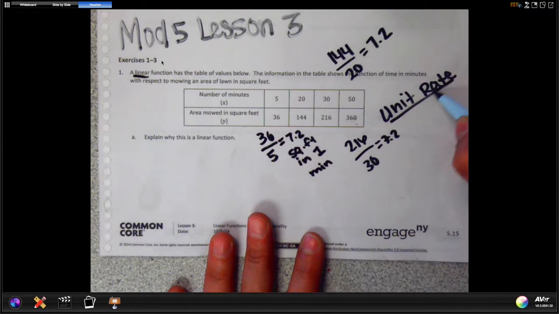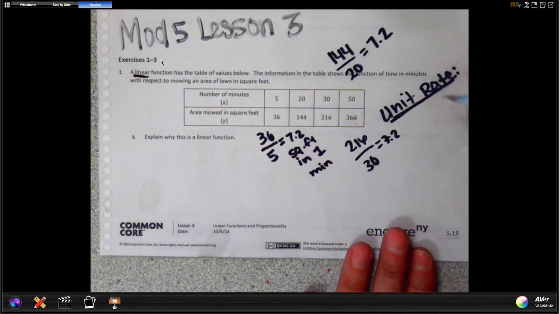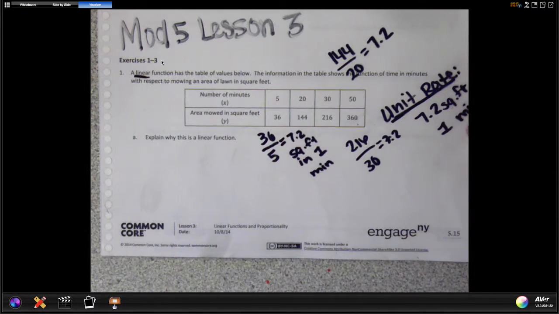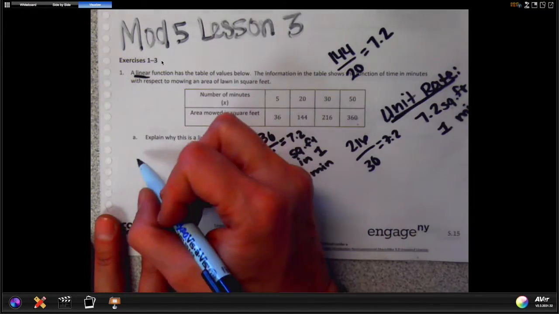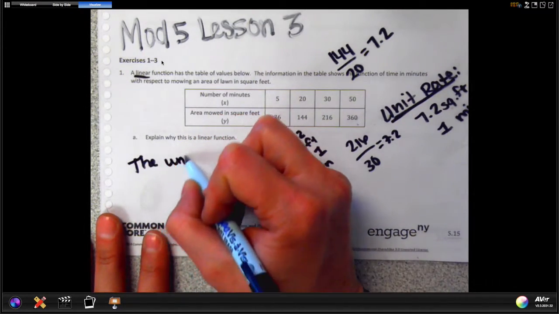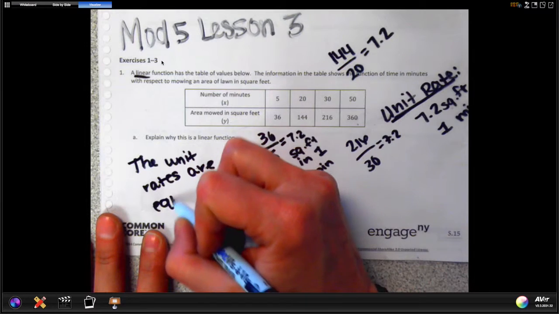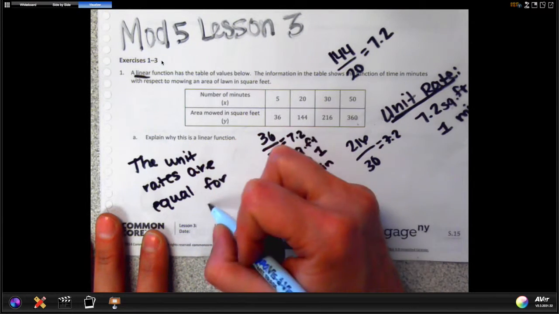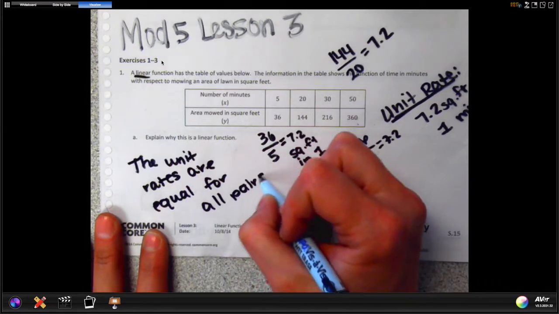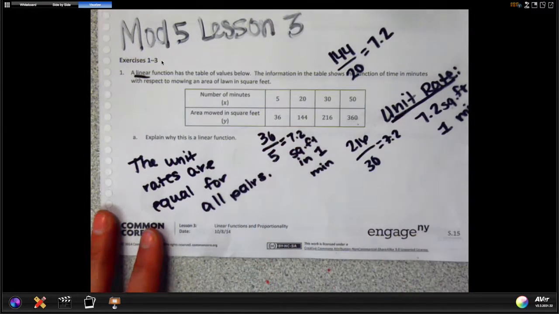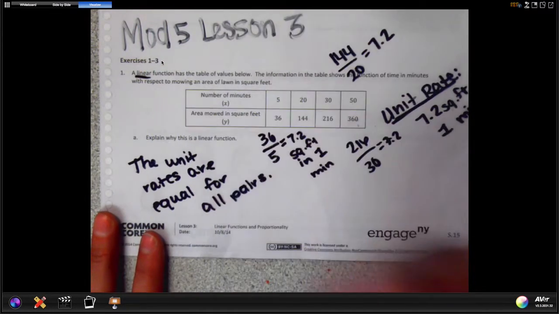So your unit rate here is 7.2 square feet in 1 minute. That's our unit rate. The word unit indicates we're trying to figure out how much we can mow in 1 minute, or in 1. So, explain why this is a linear function: the unit rates are equal for all pairs. This is a new way to figure out if something is linear or not linear. It tells us it is, but we had to explain why.